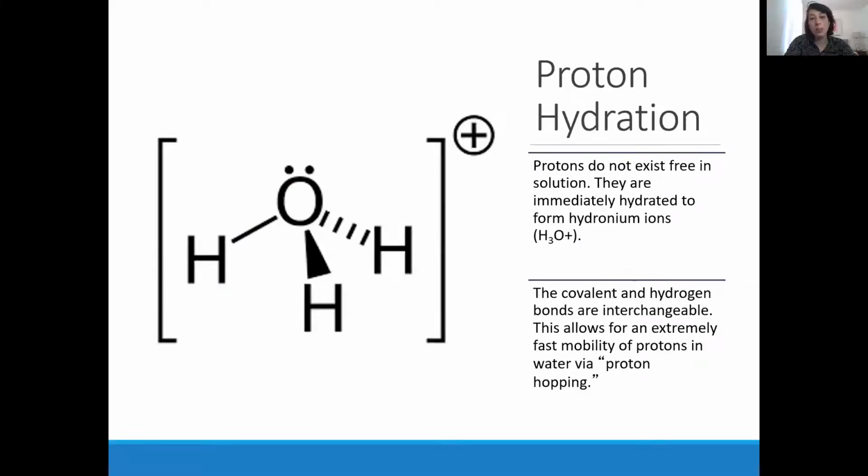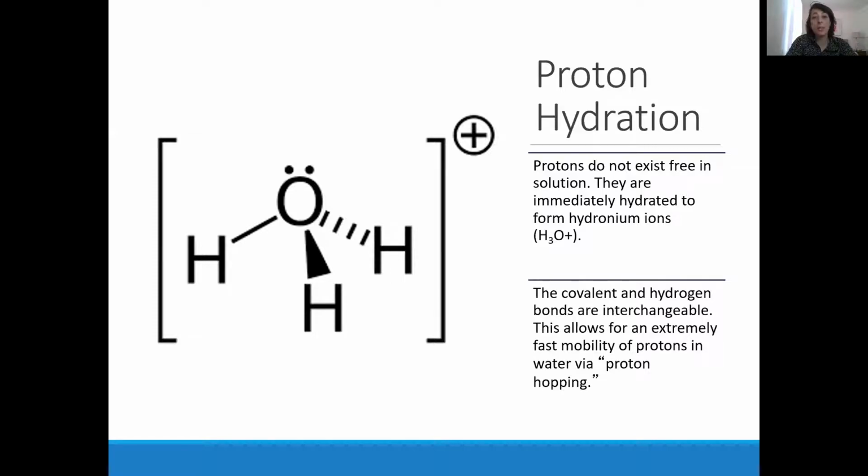Now, protons, as shown in the previous slide, H+, do not just exist freely in solution. They're actually immediately hydrated to form what we call hydronium ions. So realistically, we're forming a hydroxide and a hydronium ion when cleaving water. The hydronium ion is an H3O+. It still does have that positive charge, and you can see essentially a water just picks up that proton to form this ion.